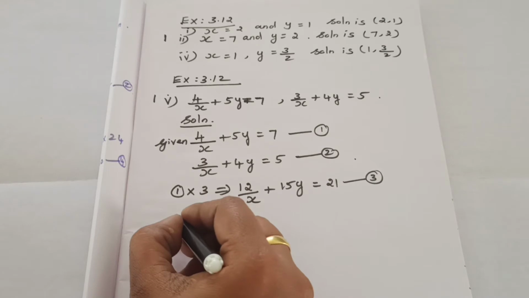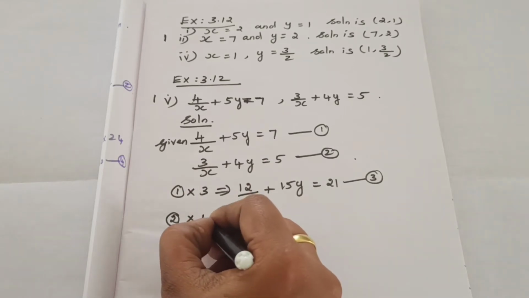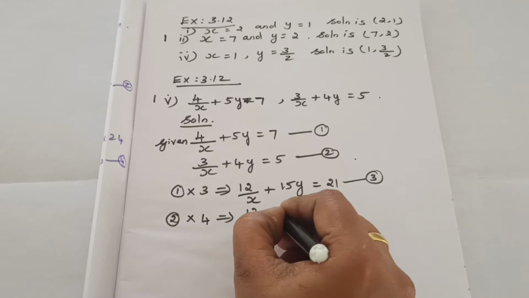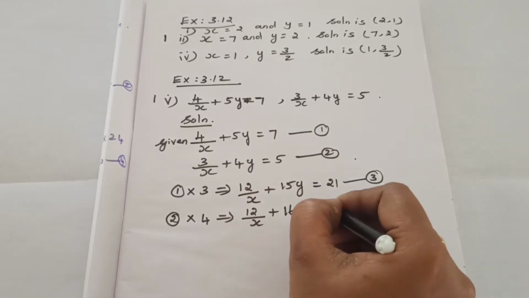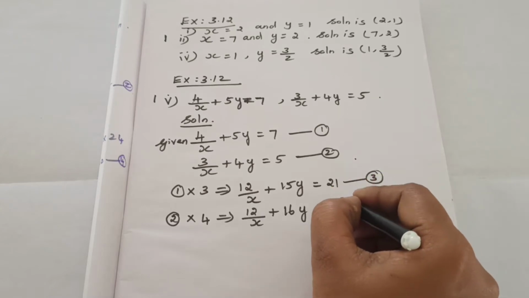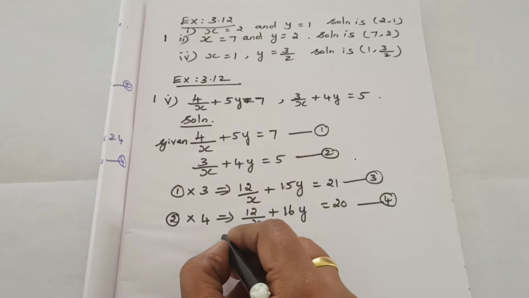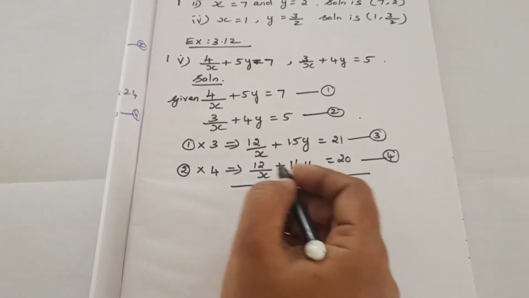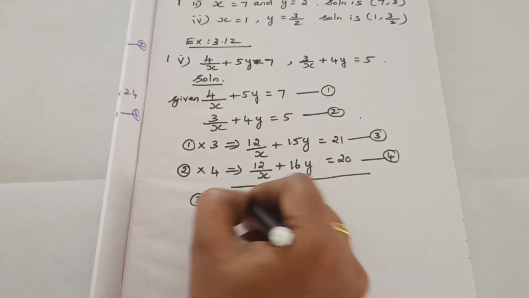Then like that equation number 2 also we have to multiply by 4. Then we will get 12 divided by x plus 16y is equal to 4 into 5, 20. That is equation number 4. Okay. Then equation number 3 and 4 we have to subtract. Equation number 3 minus equation number 4, which implies we will get what?